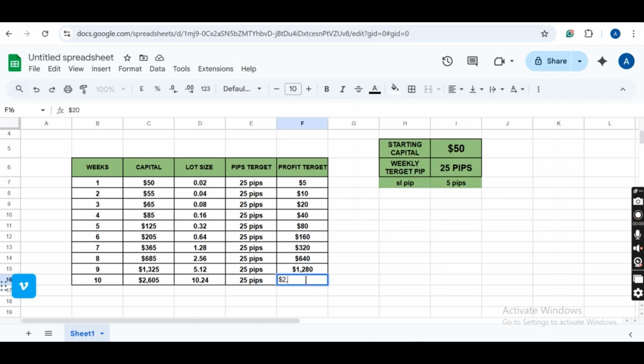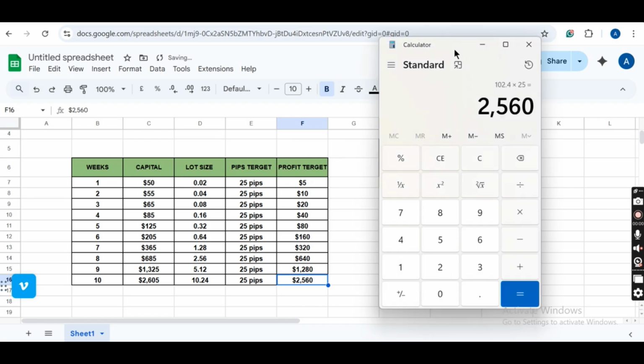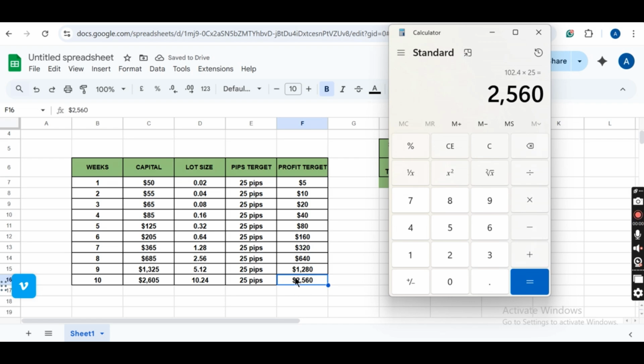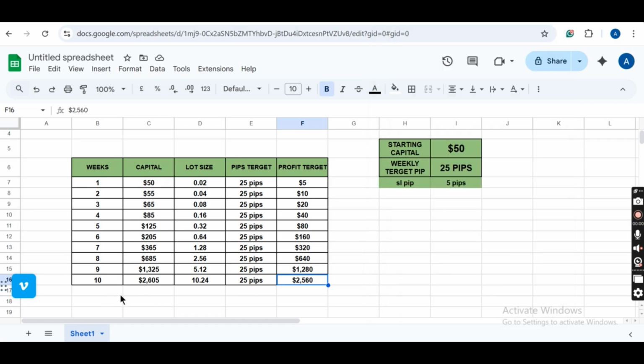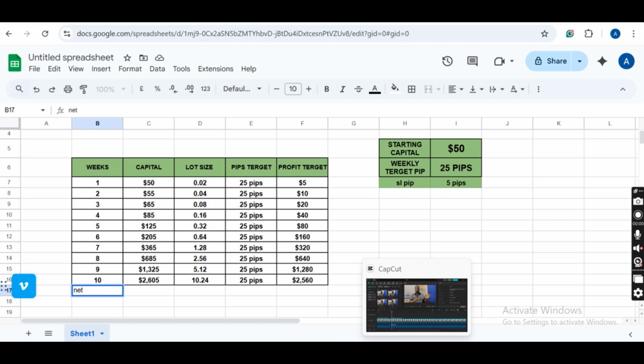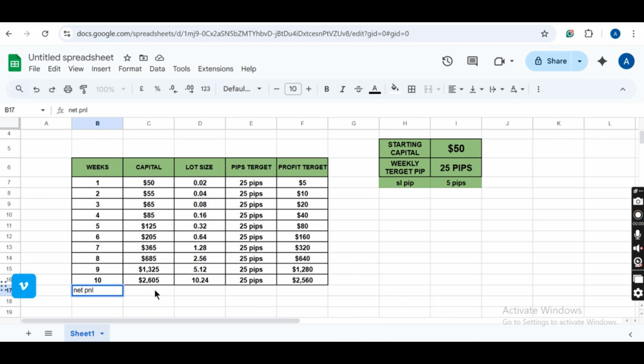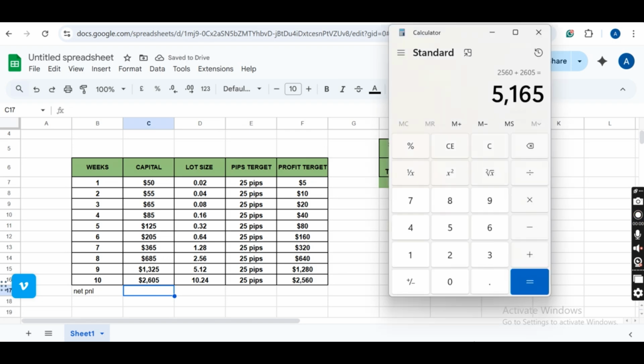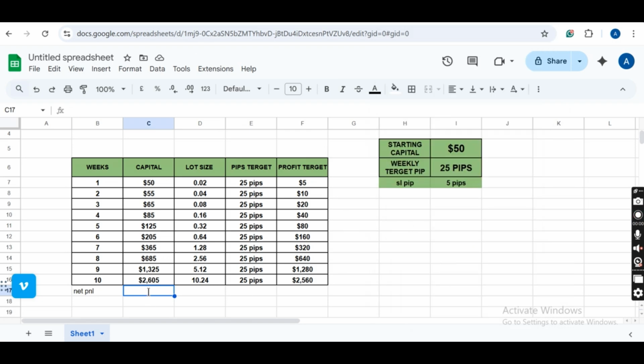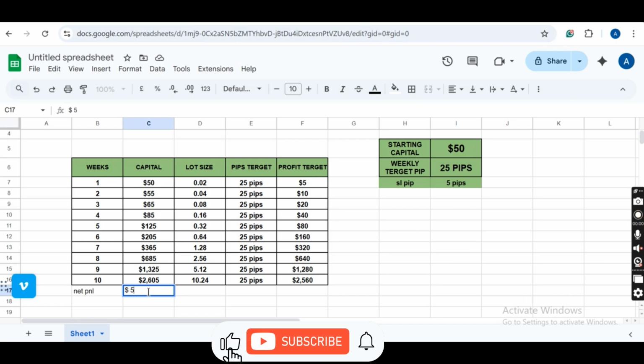So target namu is 2,560. And then week 10, idan muka reach one and targets, we are done. So 2,560 plus initial capital da muka fara week 10, which is 2,605. It's going to give us 5,165. So that's our net P&L on that same week. And then we have we refresh the target, which is 5,165.